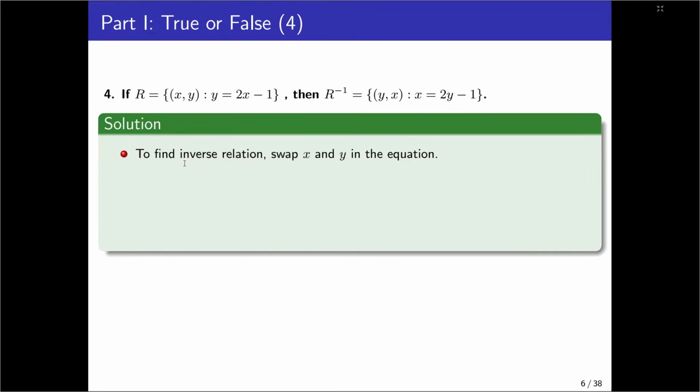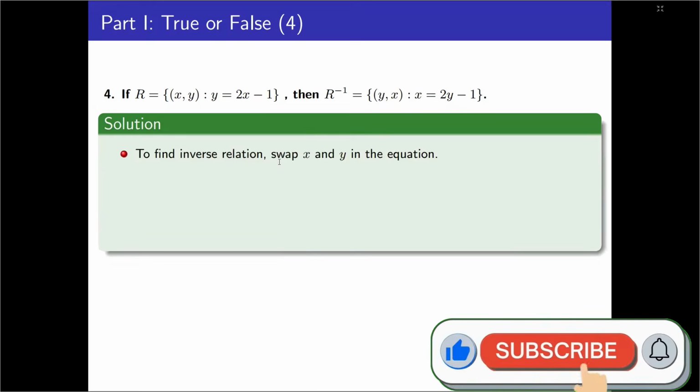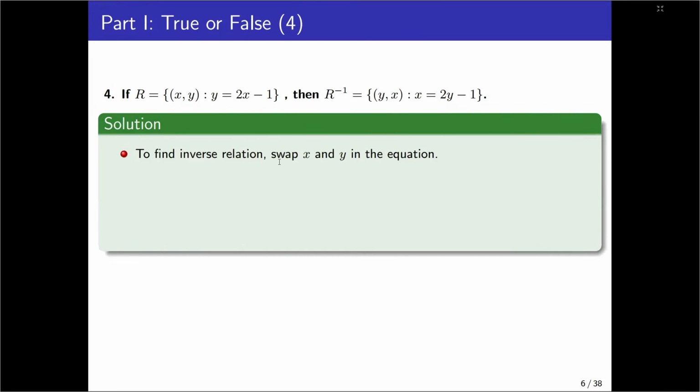But we know that to find the inverse of a relation, our first step is to swap or simply exchange x and y in the given equation. The original equation is y equals 2x minus 1, so when we exchange x and y, we have x equals 2y minus 1. Next we have to solve for the new y.